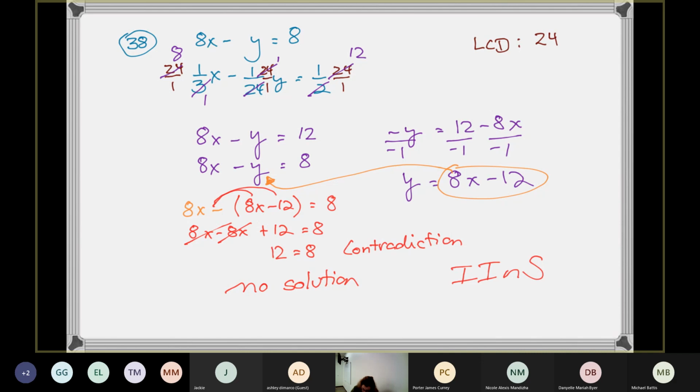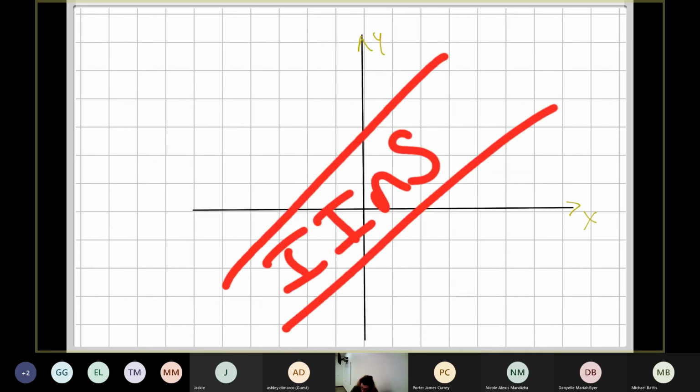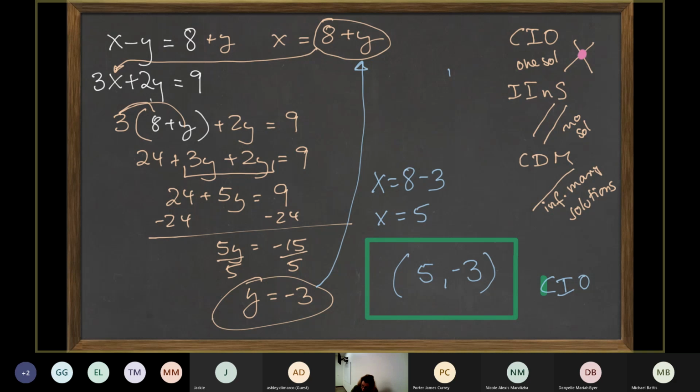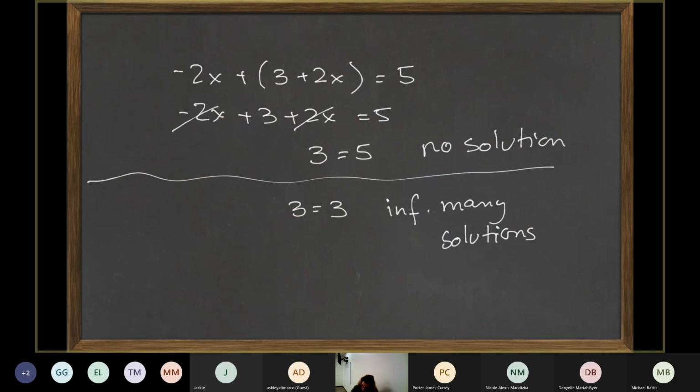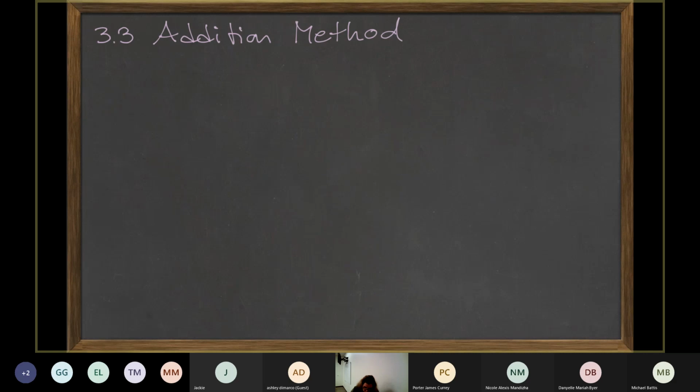Let me see if I have notes for 3.3. I saw something, and I don't know if I want to use them, but we can look at them. 3.3. This is an example again of a graph. That was a CIO, IINS, CDM, and this is substitution. You see, addition method. Here we go.